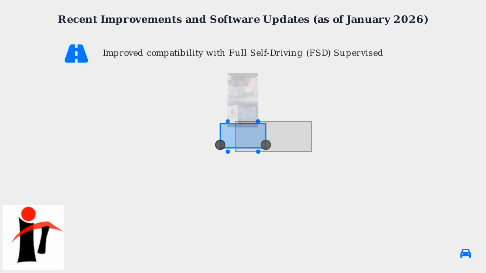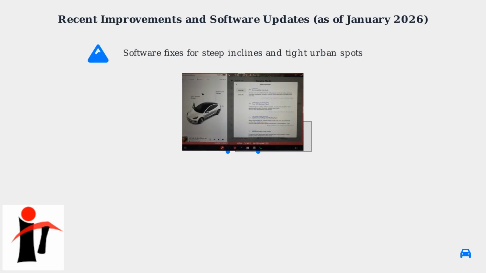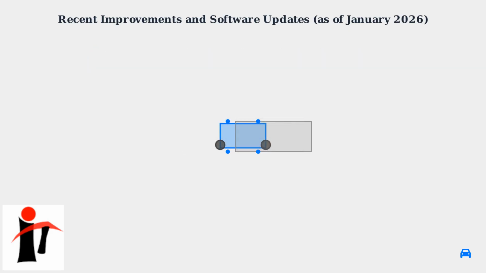Tesla has enhanced compatibility with full self-driving supervised mode, allowing smoother transitions between manual driving and automated parking. This integration makes the parking process feel more seamless and natural. Recent updates have specifically addressed challenges on steep inclines and in tight urban parking spots. Improved algorithms now handle these difficult scenarios more effectively, expanding the range of conditions where Autopark can operate successfully.